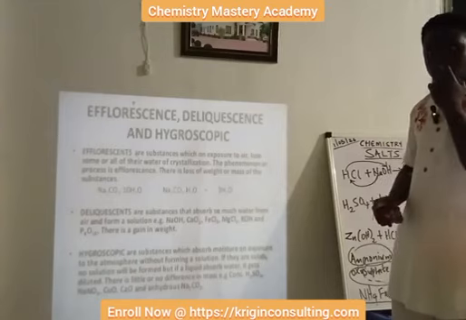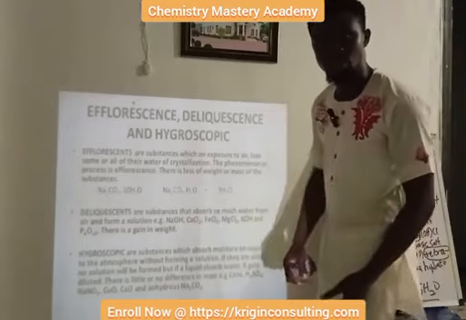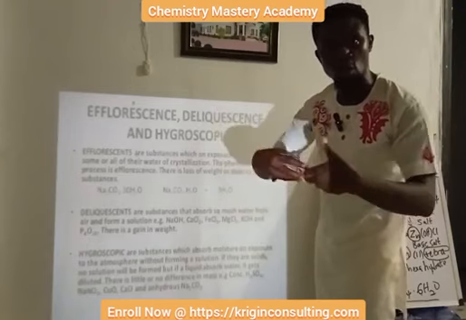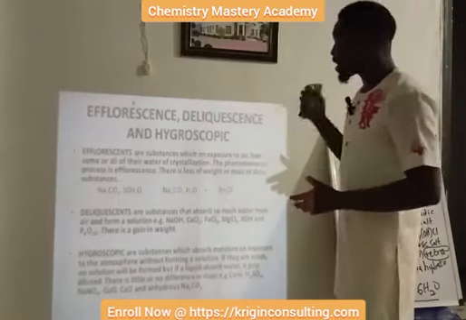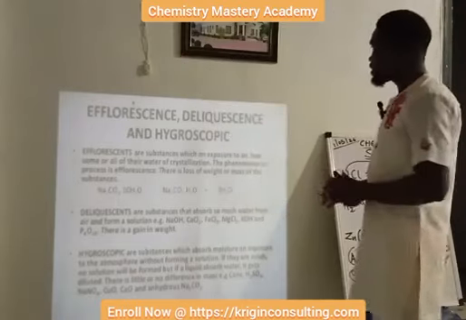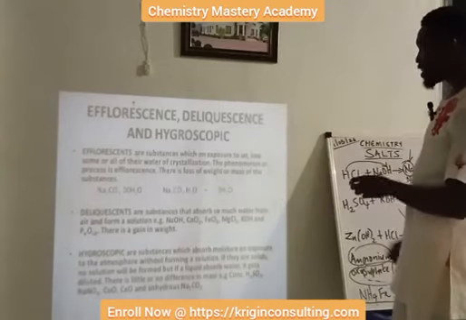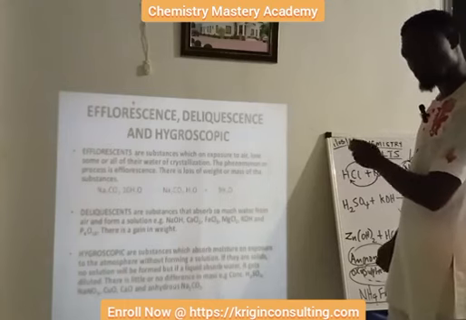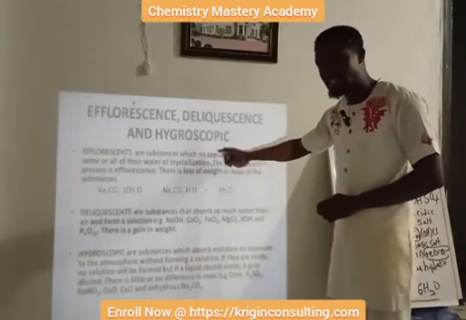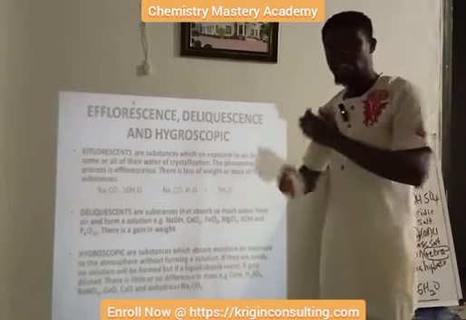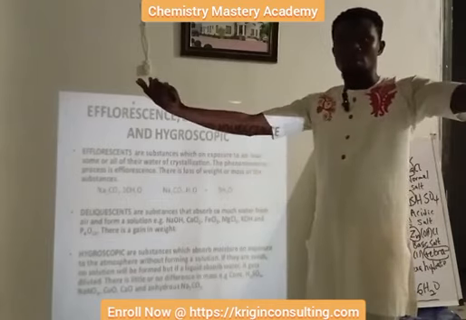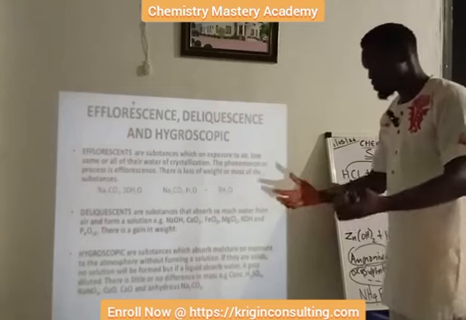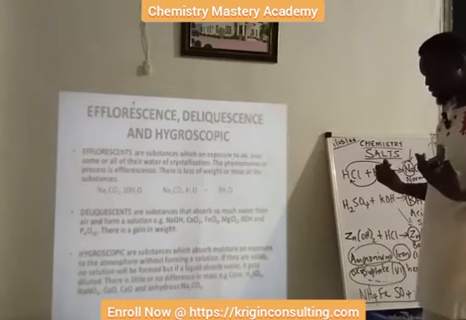Example, your camphor. When you take camphor and you expose it, what happens? It will be reducing in size, right? As a result of the fact that some of it has been lost to the atmosphere. So camphor is an efflorescent substance. Then deliquescence. Deliquescent substances absorb so much water from air and form a solution. Now deliquescence is different from efflorescence. Efflorescence, we said, will lose part of itself, right? But deliquescence will collect from the environment.